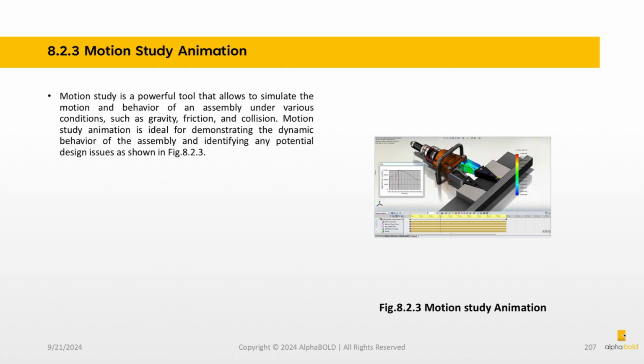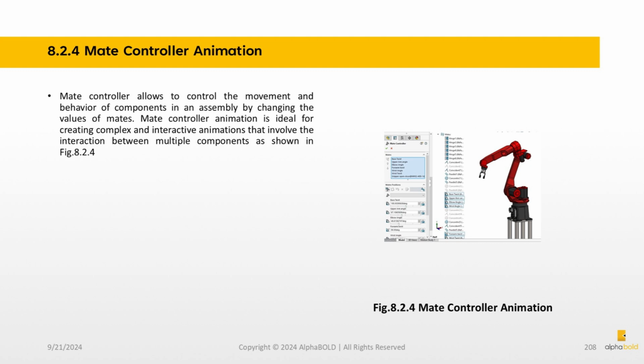Motion study is a powerful tool that allows you to simulate the motion and behavior of an assembly under various conditions, such as gravity, friction, and collision. Motion study animation is ideal for demonstrating the dynamic behavior of the assembly and identifying any potential design issues. Make controller allows you to control the movement and behavior of components in an assembly by changing the values of mates. Make controller animation is ideal for creating complex and interactive animations that involve the interaction between multiple components.